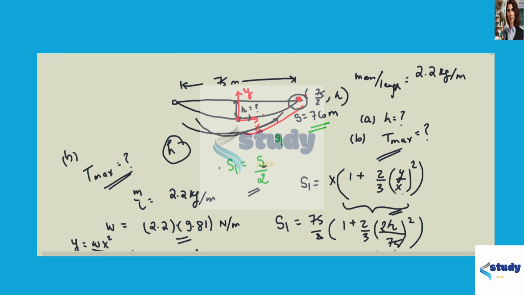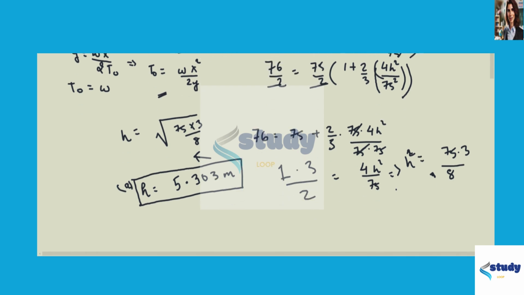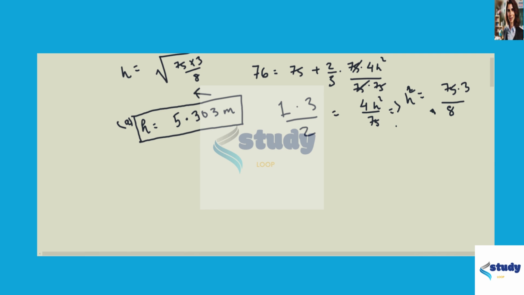For this point, x is 75 over 2, and y is h, and we already have h from the previous solution to be equal to 5.303. We are running out of space, so let me write it below. I'm writing it here.